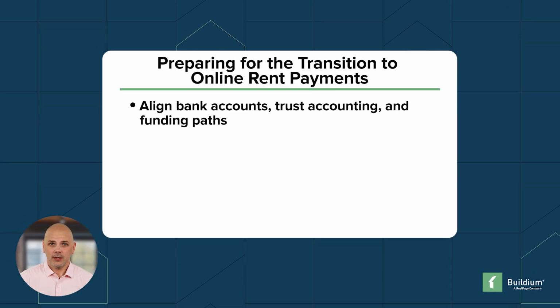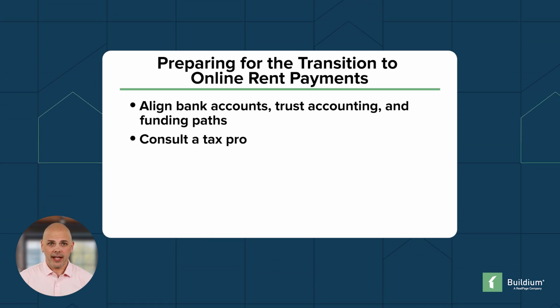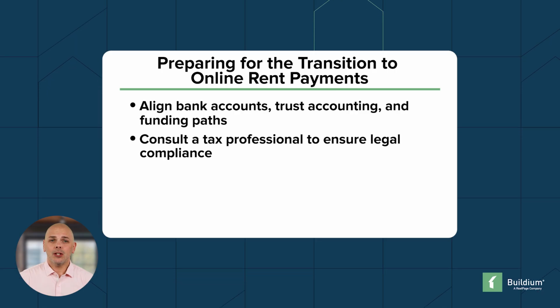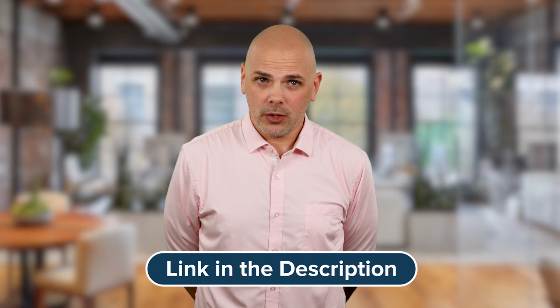Once you know which software you'll use to track online rent payments, you'll have to make sure you set up the right processes and infrastructure. Start by aligning your bank accounts, trust accounting structures, and funding paths to receive payments and move them to the right place. To make sure your banking structure is compliant with state and municipal laws, consult with a tax professional. To learn more about trust accounting or setting up a chart of accounts, check out the links in the description.